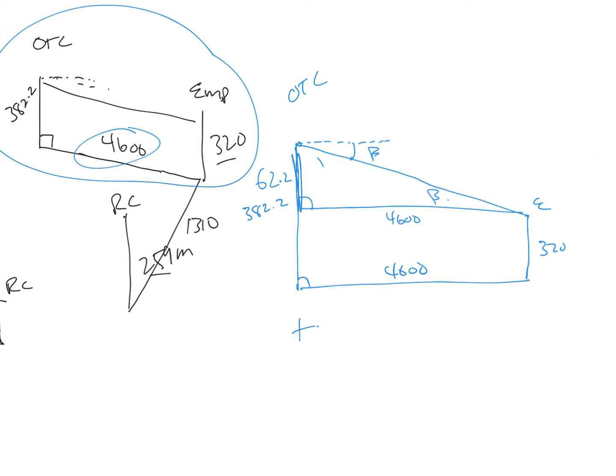And so again, it's going to be tangent of beta is equal to 62.2 over 4,600. And so beta will be 62.2 divided by 4,600, which is a really, really small angle, 0.775 degrees. Okay, hope that helps.